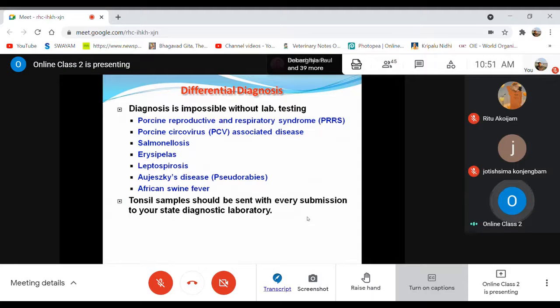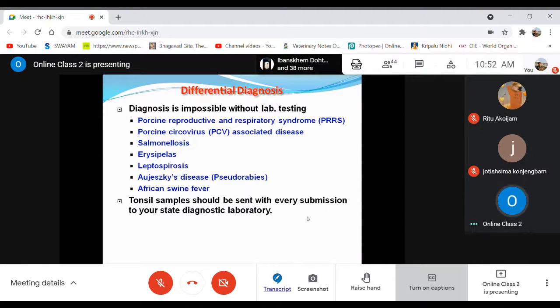So the diseases are porcine reproductive and respiratory syndrome, in short PRRS, porcine circovirus associated diseases, that is known as PCV, porcine circovirus. Then salmonellosis, a bacterial infection. Then another bacterial disease, erysipelas. Then another bacterial infection, leptospirosis. Then another viral disease, Aujeszky's disease, commonly known as pseudorabies, and the most common one, what we are facing now, having much similarity and very difficult to differentiate.